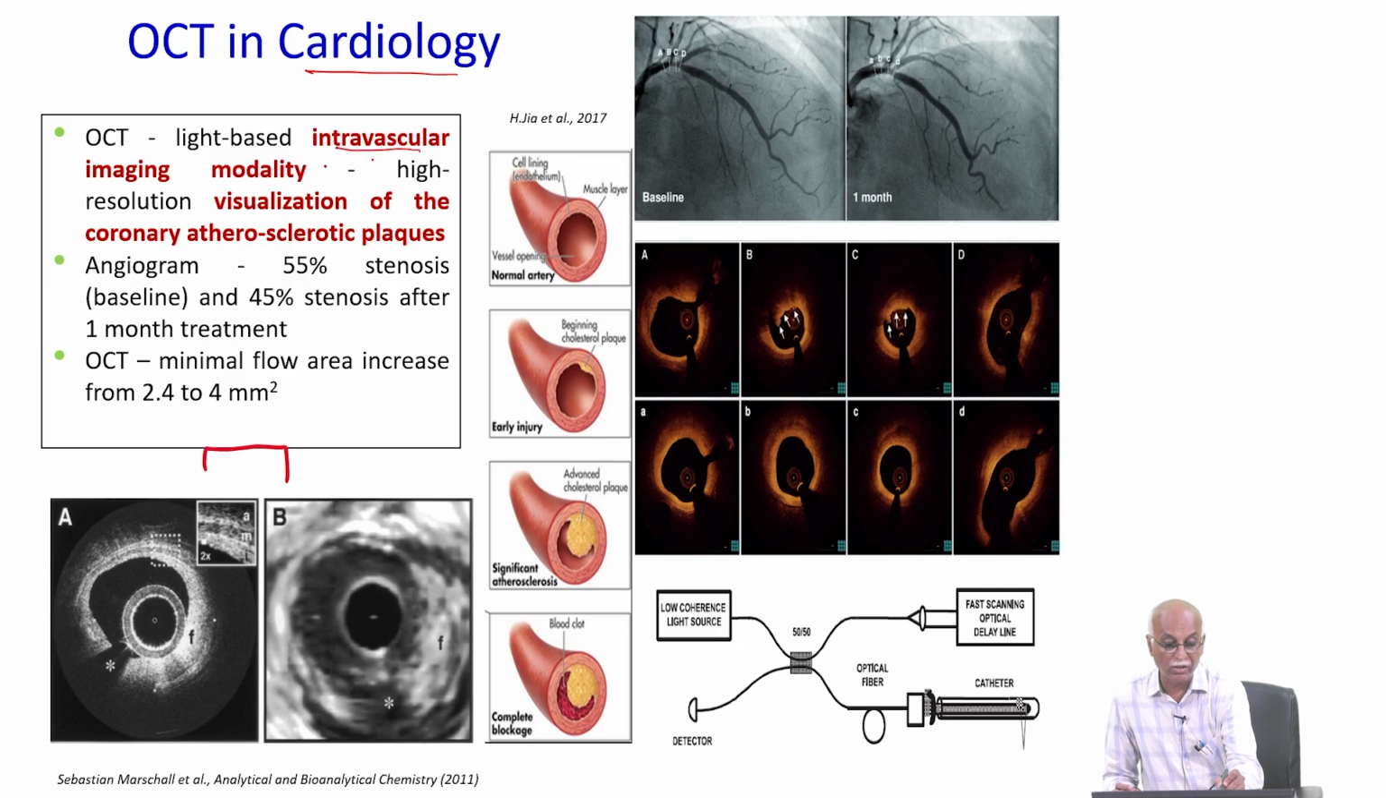So, intravascular OCT imaging. We see the cell lining in a normal artery, and when it is affected due to sclerosis, due to plaque formation within the artery, we can determine this using a catheter tube with an optical fiber carrying OCT imaging methodology to capture information related to the presence of plaque.